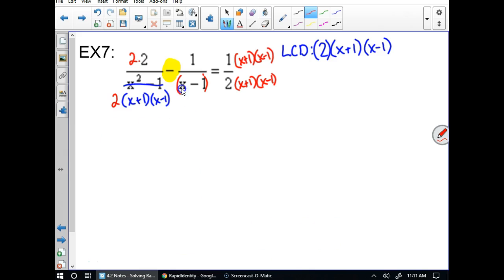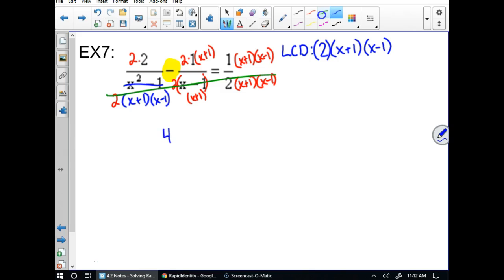Alright, so this one, Kaysen, what does it need? The x plus 1 and the 2. So, an x plus 1 and the 2. Okay, so, common denominators, we can drop the denominators. Now we're going to just use our numerators. 2 times 2 is 4.